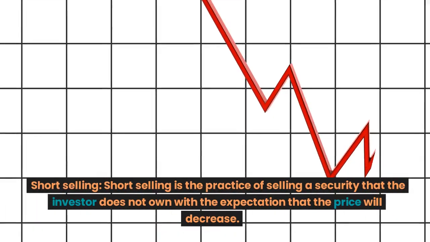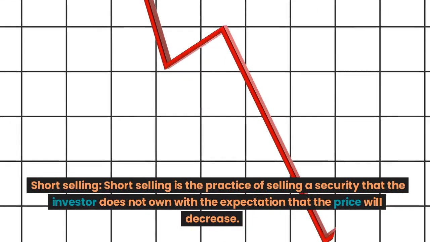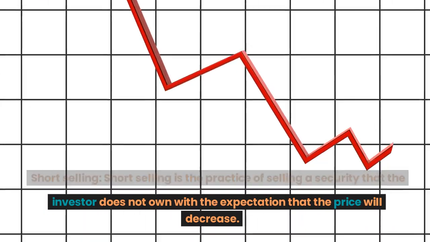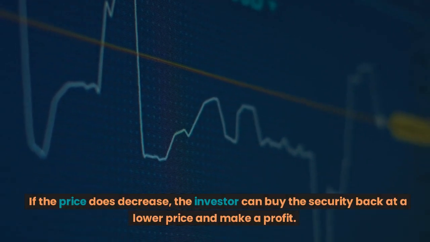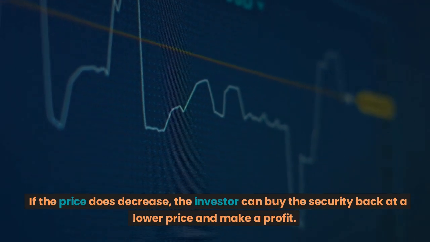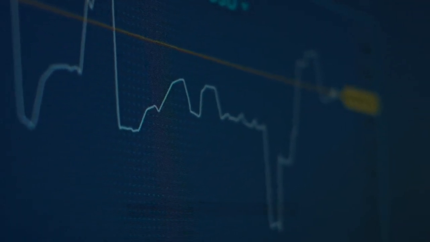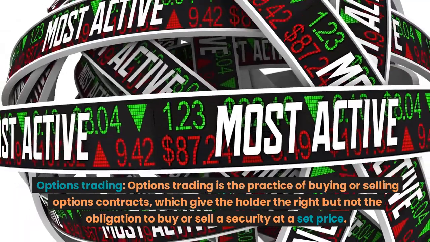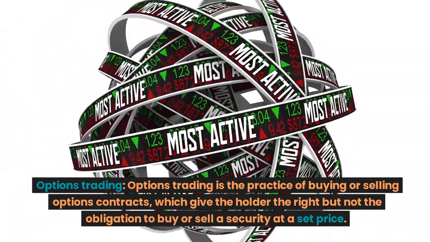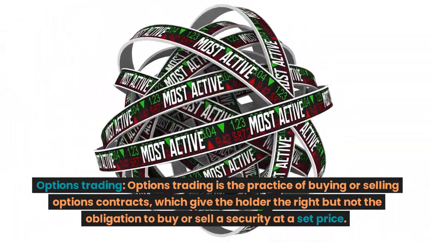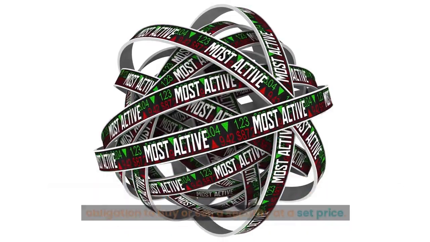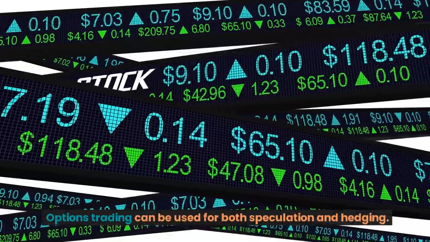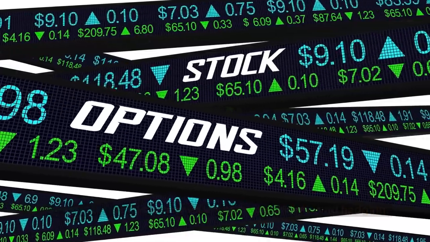Short selling. Short selling is the practice of selling a security that the investor does not own with the expectation that the price will decrease. If the price does decrease, the investor can buy the security back at a lower price and make a profit. Options trading. Options trading is the practice of buying or selling options contracts, which give the holder the right but not the obligation to buy or sell a security at a set price. Options trading can be used for both speculation and hedging.